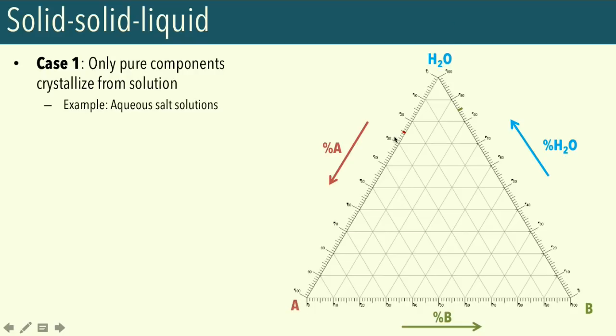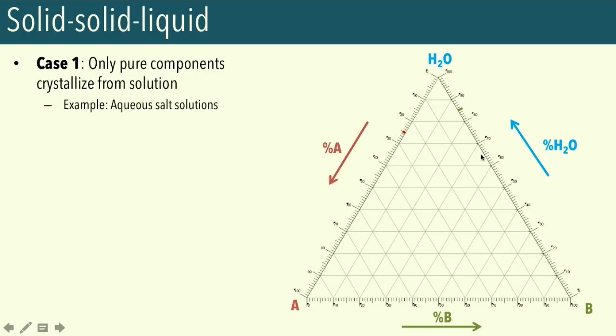So let's allow this little tick over here to represent the maximum solubility of A in water. If we are above the solubility limit, we expect to see a saturated solution of A, and we also expect to see some solid A as well. Below the solubility limit, we're going to expect an unsaturated solution.